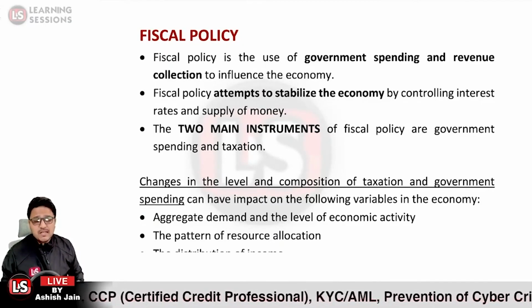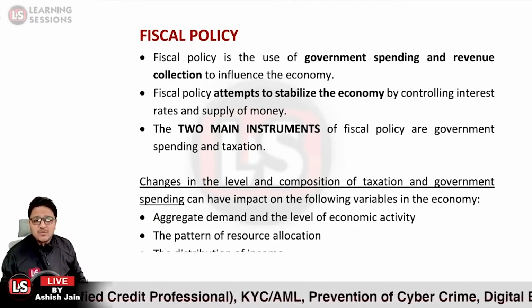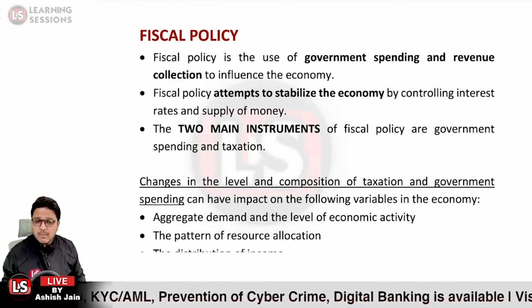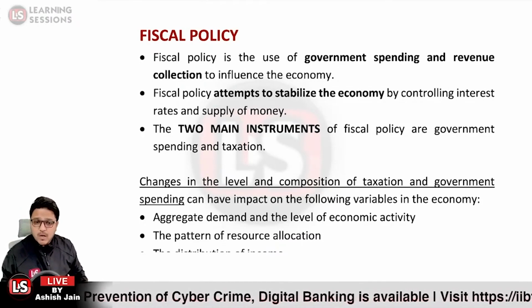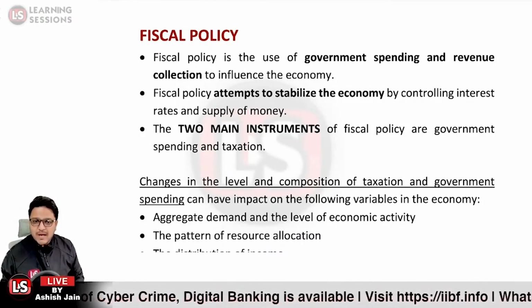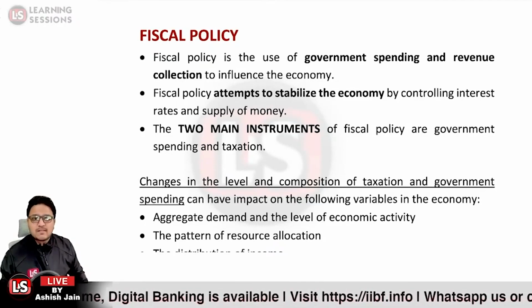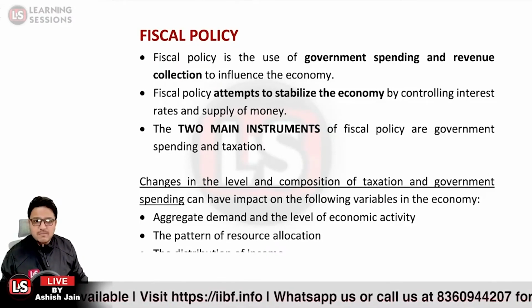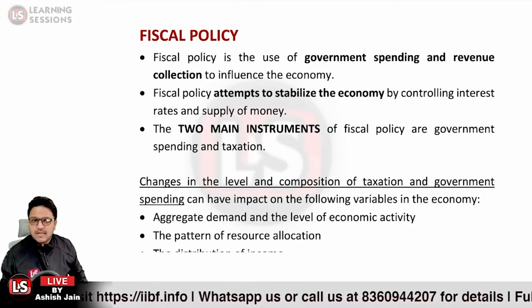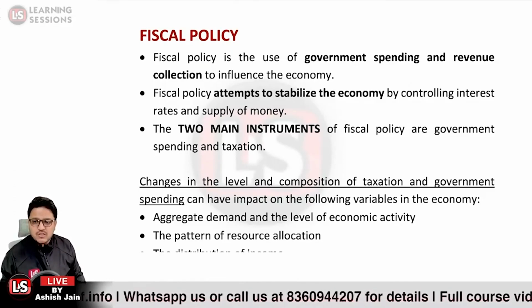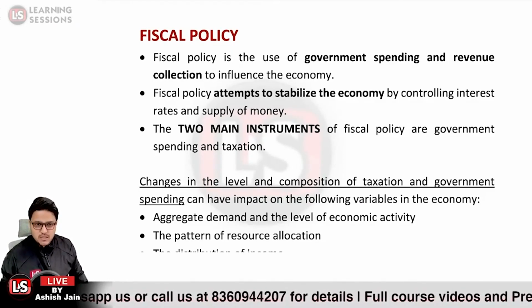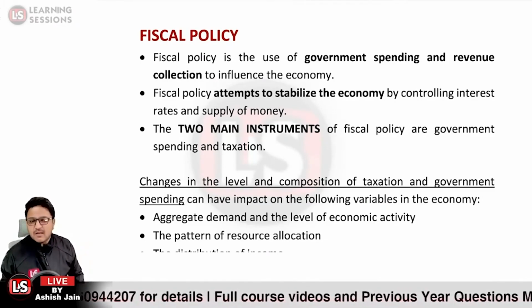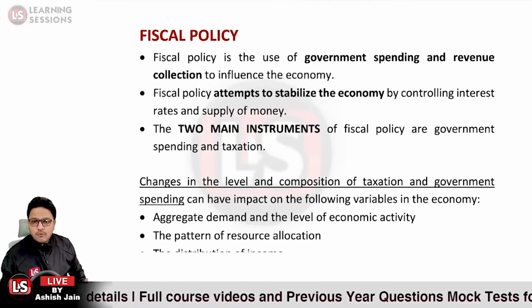Fiscal policy attempts to stabilize the economy by controlling interest rates and supply of money. So what would be the amount of money available in the market, and what would be the amount of charges or taxes levied by the government? That also affects the economy. It has two main instruments: government spendings and taxation. Changes in the level and composition of taxation and government spending can have an impact over the variables in the economy.